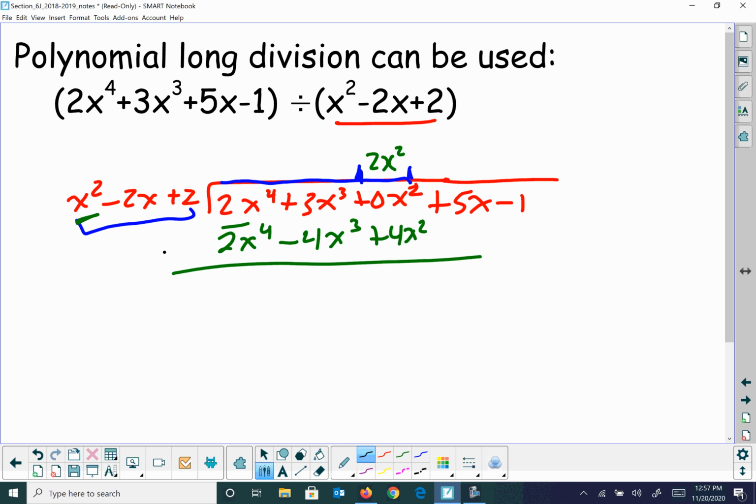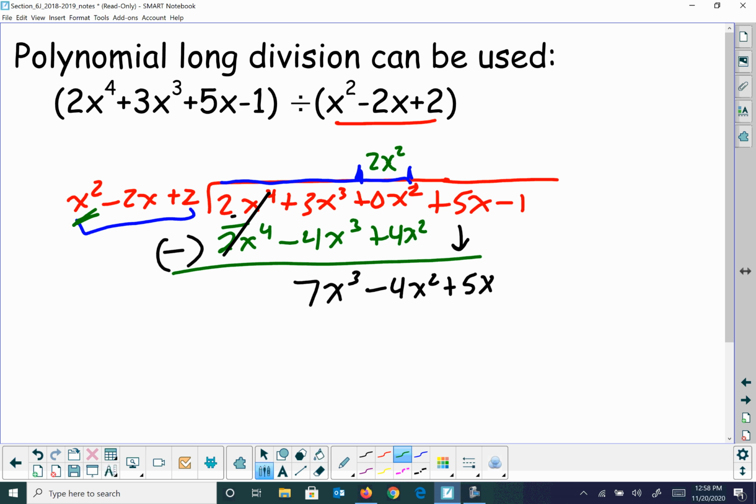So now we're going to go ahead and subtract. So 2x to the 4th minus 2x to the 4th, they cancel out. 3x to the 3rd minus minus, so that's going to become plus. So 3x to the 3rd plus 4x to the 3rd is 7x to the 3rd. Make sure you see that sign change there. And then 0x squared minus 4x squared, so that's going to give me minus 4x squared. And then I'm going to bring down the 5x. And then we're going to start all over again.